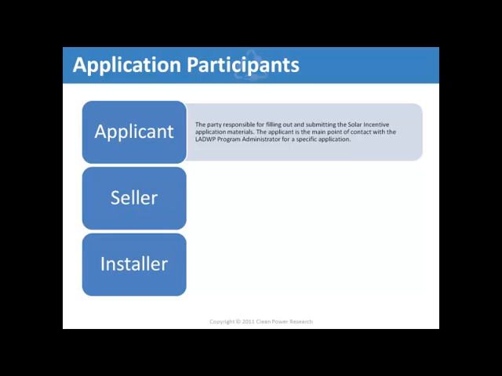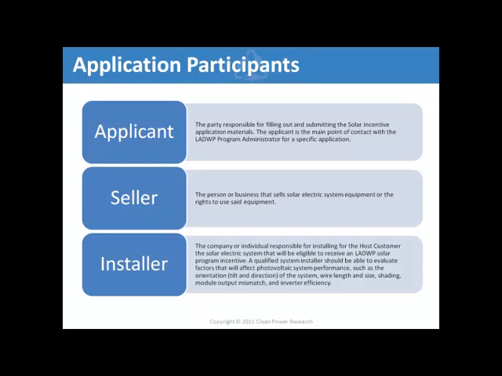The applicant could be the host customer, system owner, or a third party, but if you're filling out a reservation request, then you are most likely the applicant. The seller is the person or business that sells solar electric equipment or the rights to use that equipment. The system installer is responsible for installing the equipment.